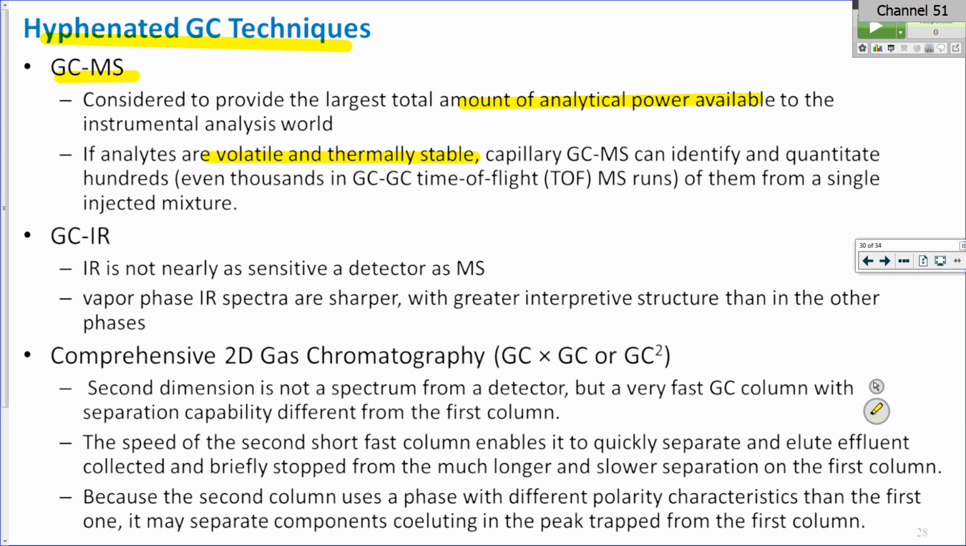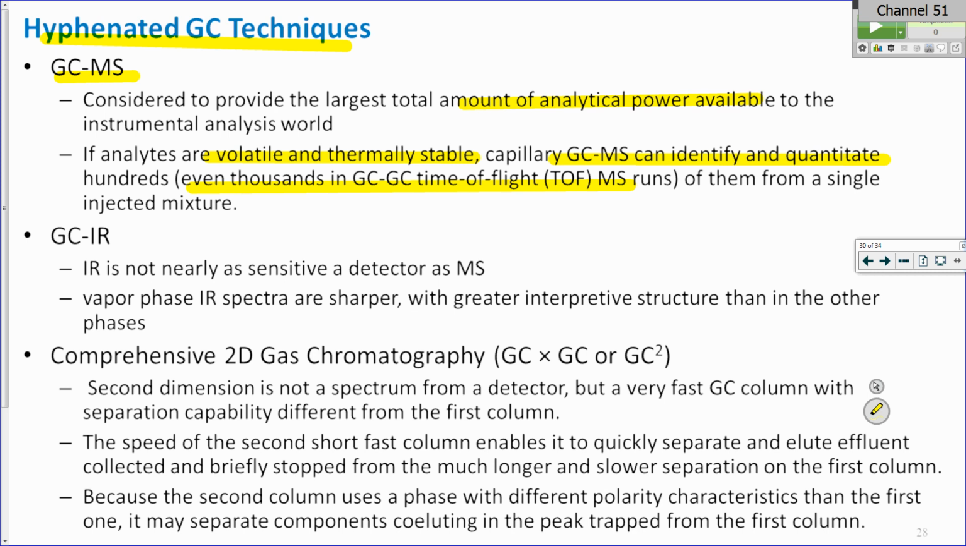But if they can, GCMS has the ability to quantify and identify thousands and thousands of compounds simultaneously in a single mixture. We did a project with the Noble Foundation where we were looking at 500 different things simultaneously by analyzing them on the column at once.